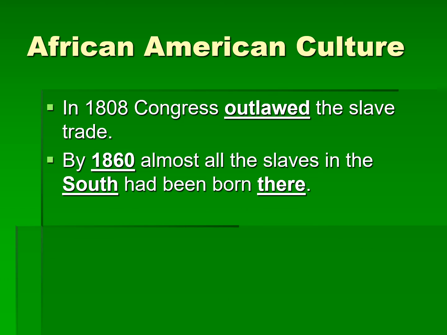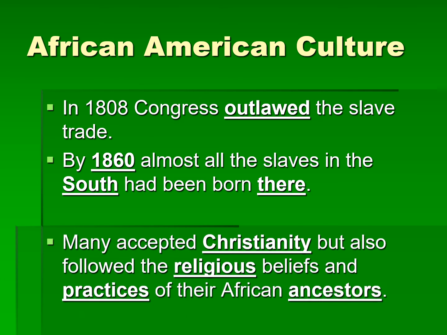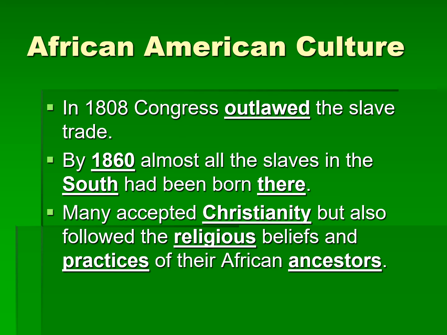So the result of this is that by 1860, which is right before the outbreak of the Civil War, almost all the slaves in the South had been born there. So what this means is that the culture is adapting more and more, and in many ways is becoming more and more reflective of American culture at the time. Okay? However, that blending still happened. Many of the slaves had accepted Christianity, but they also followed and integrated some of the religious beliefs and practices of their African ancestors. So there is definitely a blending that goes on throughout this time period.